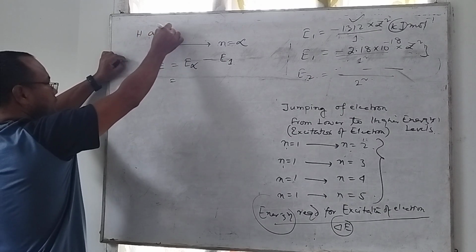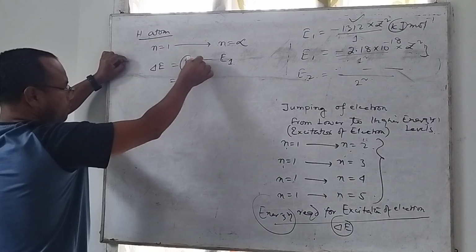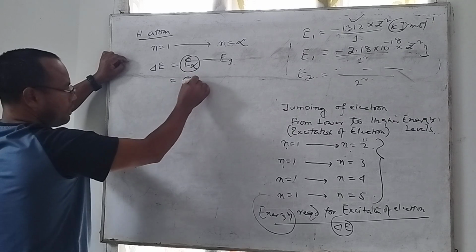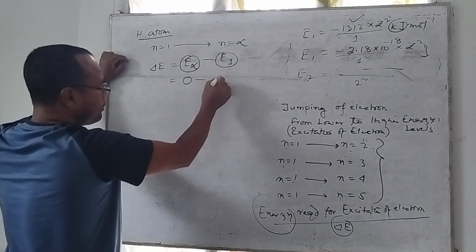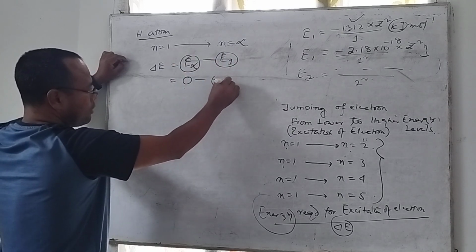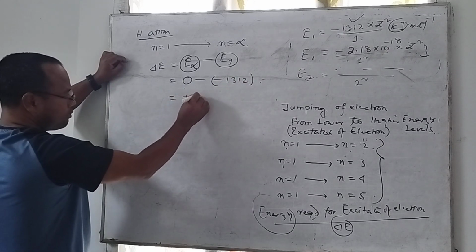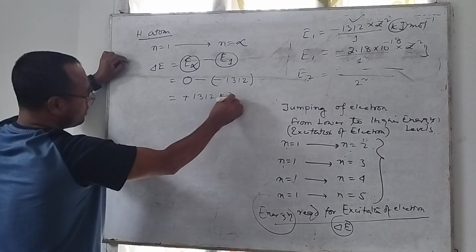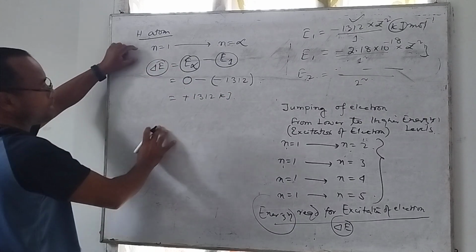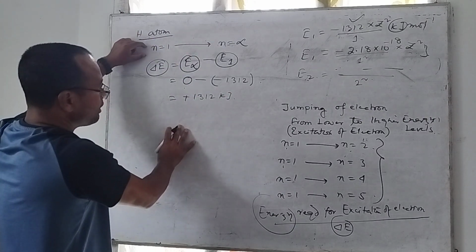I start from the hydrogen atom. What is the value of this? Already I gave it to you: 0 minus, how much is this value for hydrogen? Minus 1312 kilojoule, so plus 1312 kilojoule. This much energy is required for the excitation of the electron from the lower energy level to infinity.